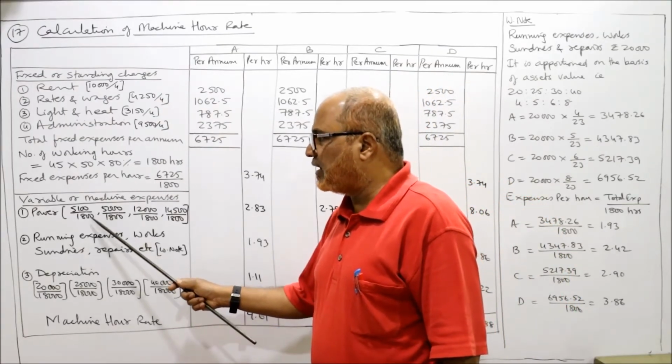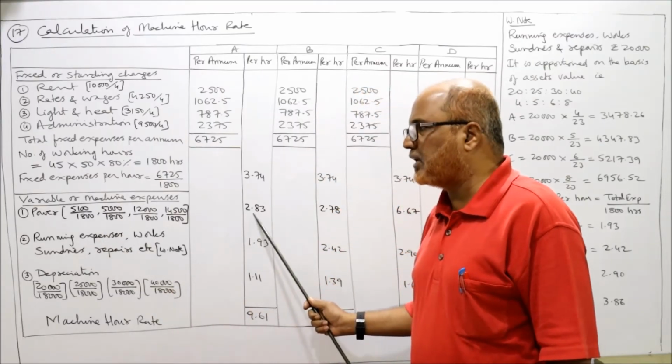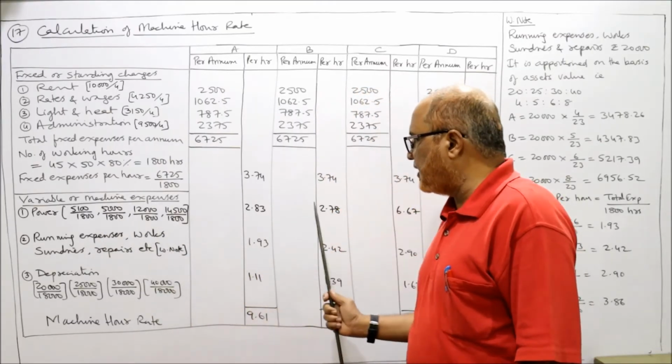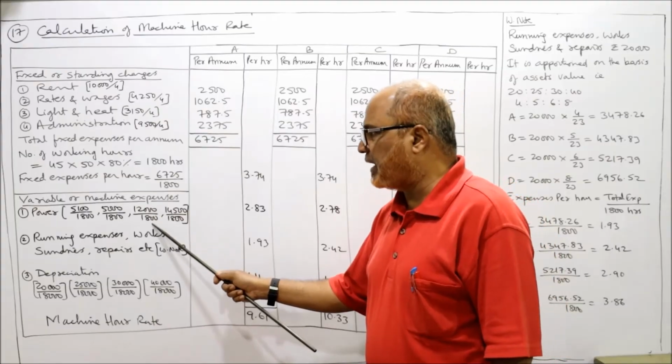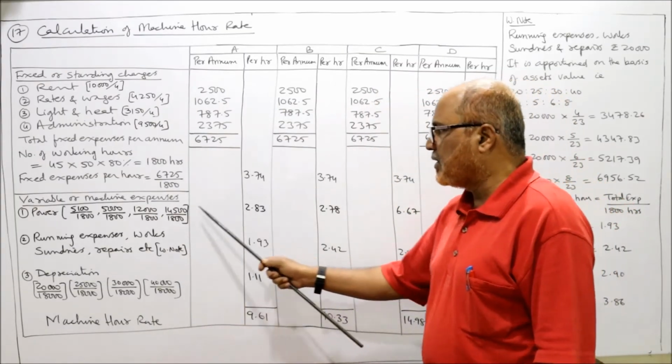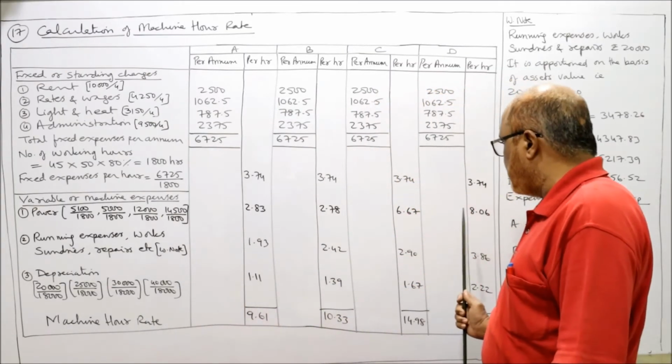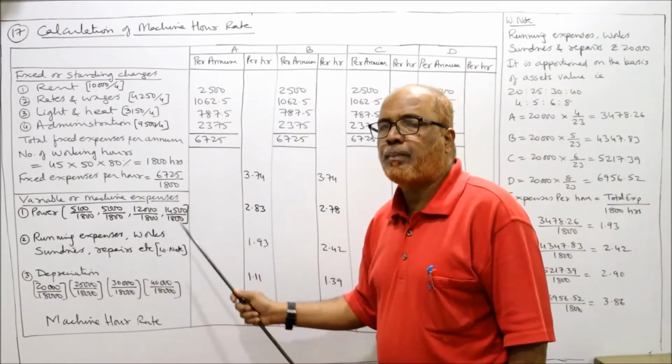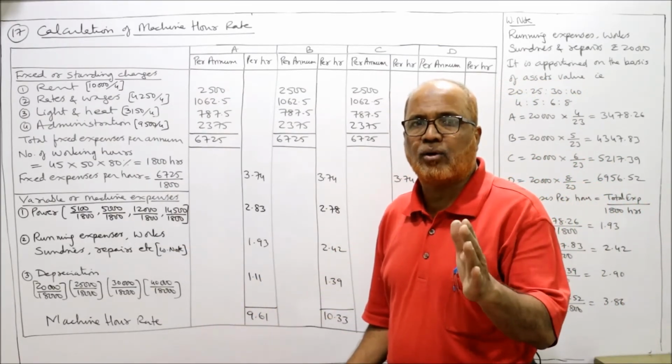So 5,100 divided by 1800, you are going to get 2.83. 5,000 divided by 1800 is 2.78. 12,000 by 1800 you will get 6.67. 14,500 divided by 1800 is 8.06. We got power per hour.